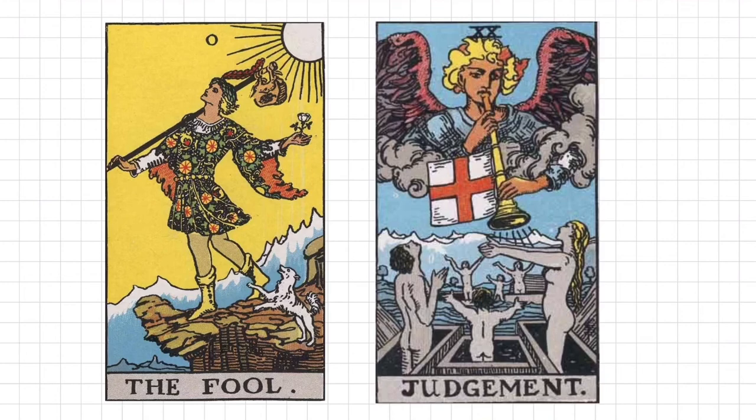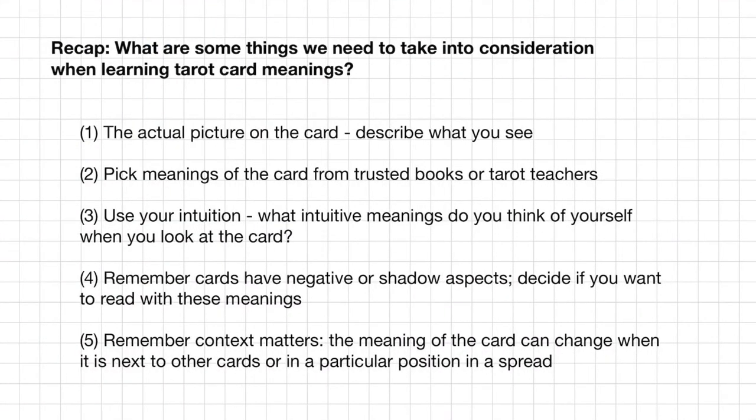So with all that being said and taken into consideration, I think the best thing to do if you're just starting out trying to learn the card meanings would be to take some time out and look at each card, one by one at first, and 1, describe what you see and maybe how the image makes you feel and why you think you feel that way. 2, pick out the meanings from a trusted or favorite source like your favorite tarot book or favorite tarot teacher, and pick the meanings that really resonate with you.